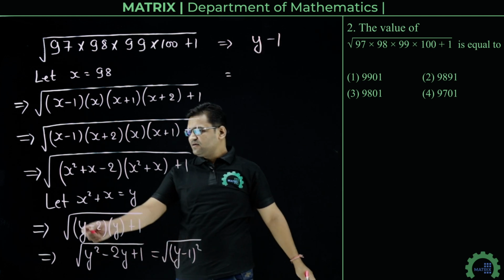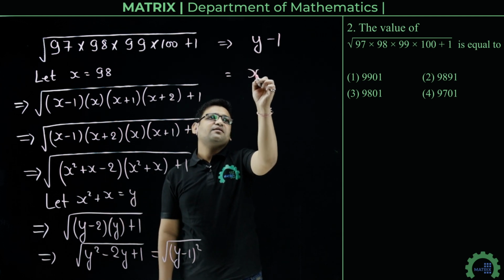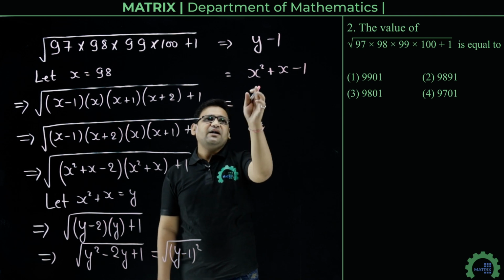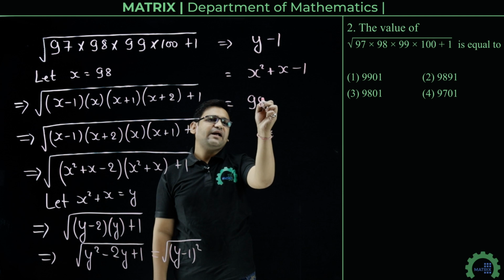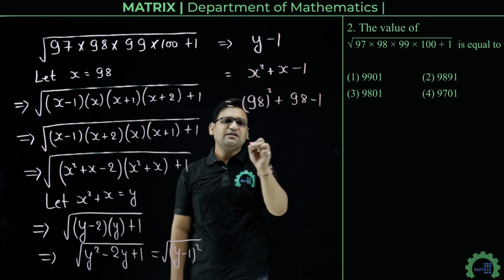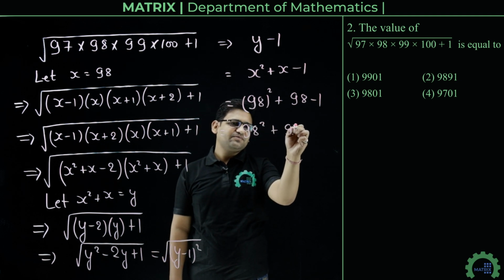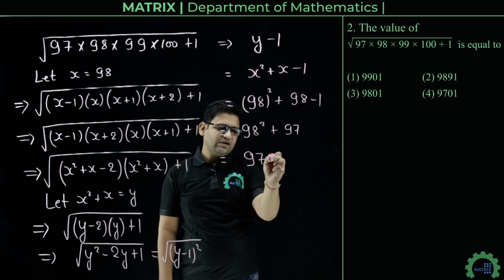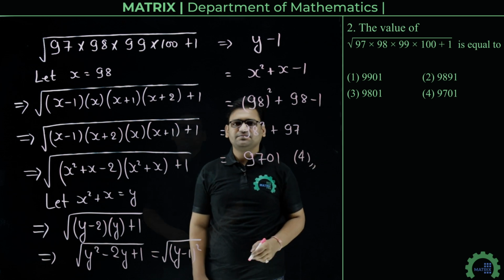And what is y here? y is x square plus x, and minus 1. And what is x? x is 98. So we have to find the value of 98 square plus 98 minus 1, that is 98 square plus 97. So on solving this we get 9701, that is option number 4 is the correct answer.